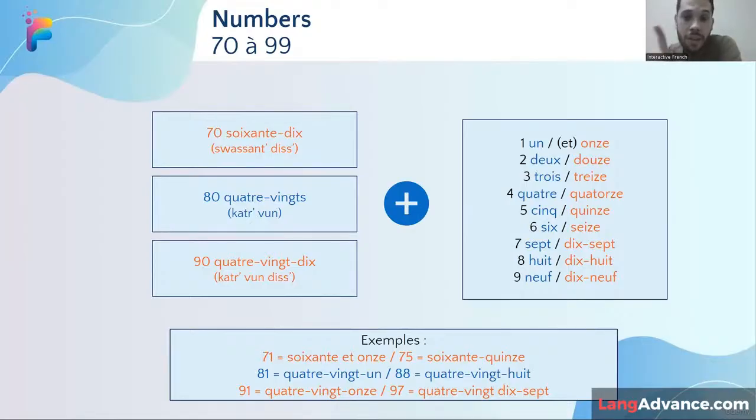Now, if you want to say 71, you're going to say soixante et onze. Remember with 21, 31, 41, we said vingt et un, trente et un, quarante et un. So similar thing here. We add the et, right? 71, so 60, 11, 71. And then it goes back to normal. 72, 73, 74, 75, 76, 77, 78, 79.